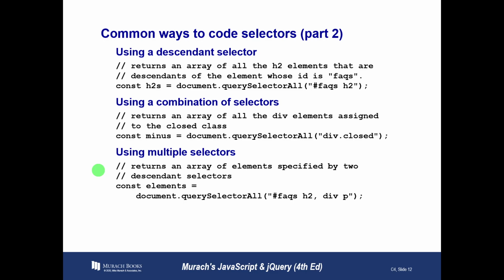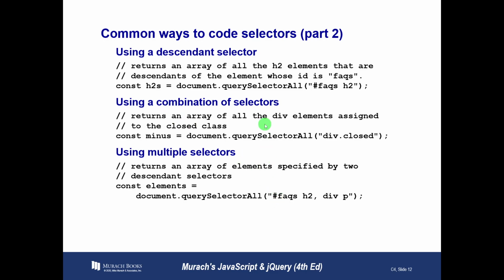We can also use descendant selectors. So in this case, we're using document querySelectorAll to get all the H2s that are inside the section that has an ID of FAQs applied to it. All the H2s inside the FAQs ID. We can also do something like this. Get all of the divs with a dot closed class applied to them, because we're doing query selector all, so it's going to get multiple things returned to us, and we'll store them in a variable. That variable is going to be an array of all those things.